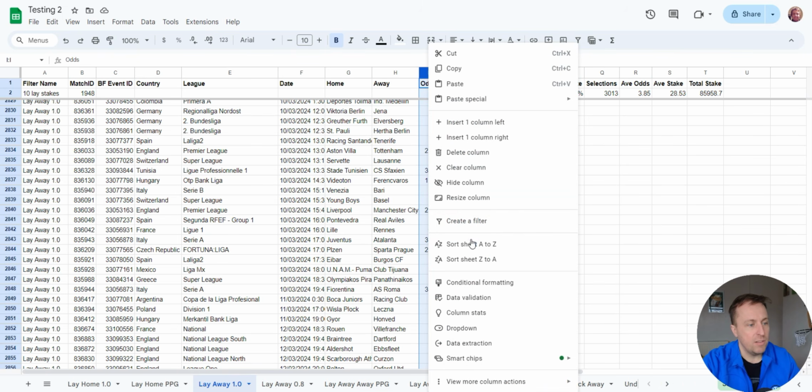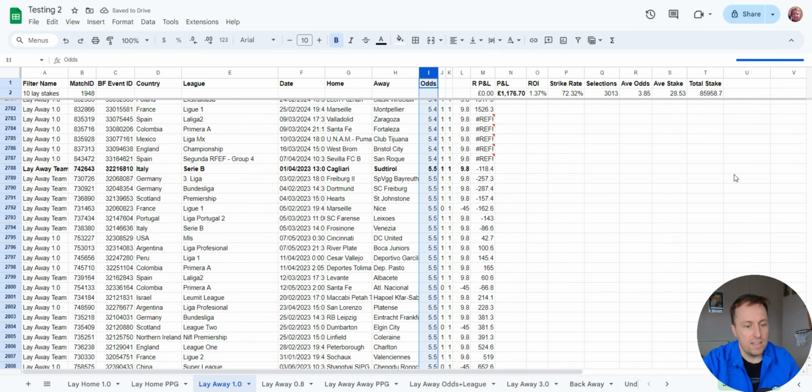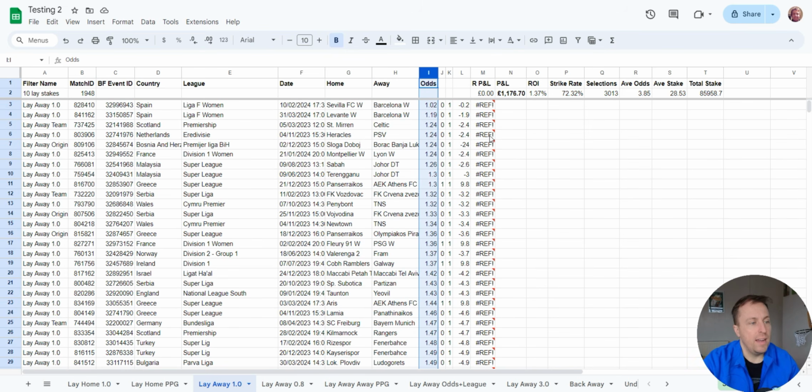Now, what we want to do is go to the odds chart. I'm just going to right click and we're going to sort sheet A to Z. And this will basically give us a really clear indication of the odds. So I've gone to the top of the page. Now, what you might notice here, so these are the profit and loss per bets. So, obviously if you're laying at 1.02, you're not going to lose much money.